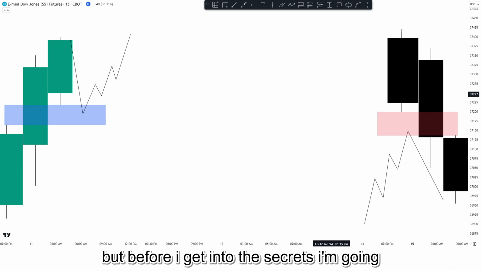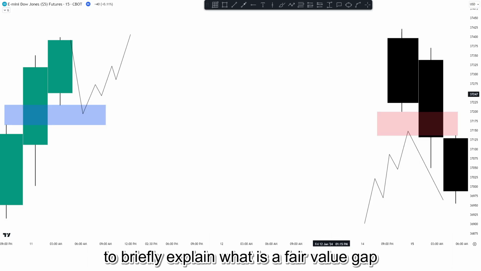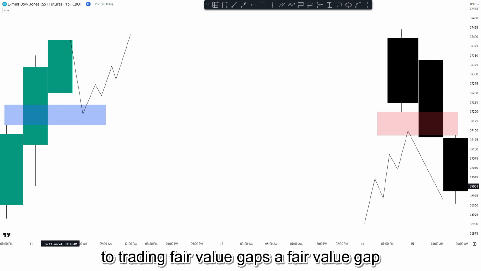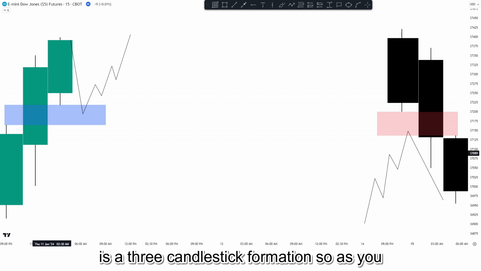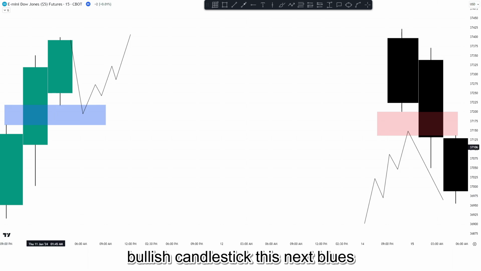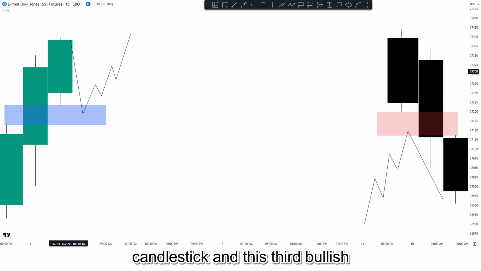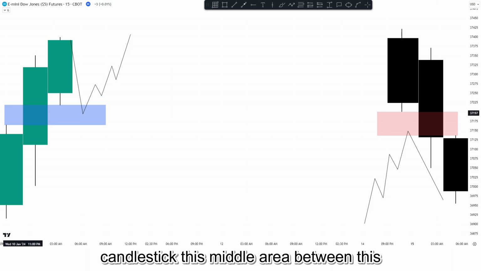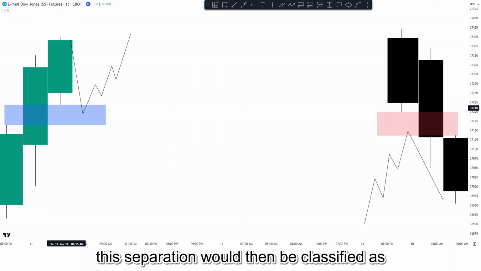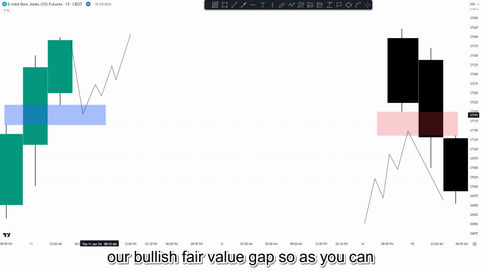But before I get into the secrets, I'm going to briefly explain what a fair value gap is and the three main use cases when it comes to trading fair value gaps. A fair value gap is a 3 candlestick formation. As you can see on the left here, we have this bullish candlestick, this next bullish candlestick, and this third bullish candlestick. This middle area between the high of this wick and the low of this wick, this separation, would then be classified as our bullish fair value gap.